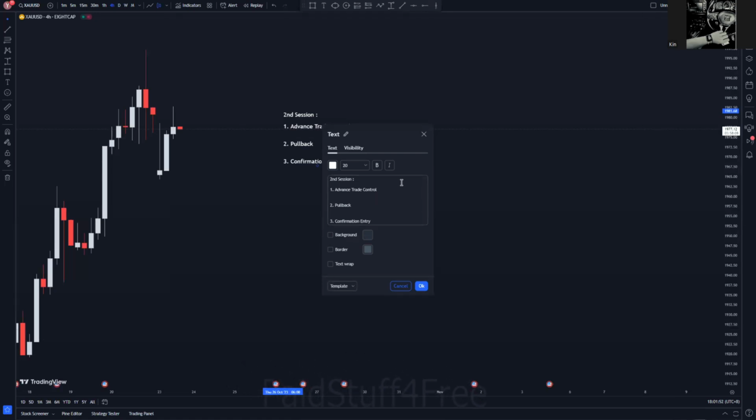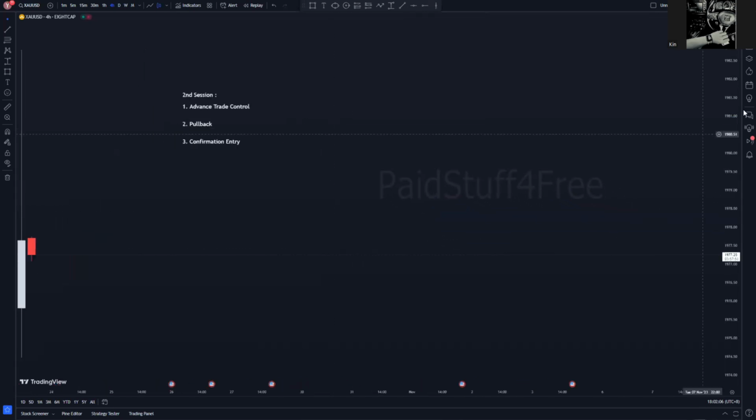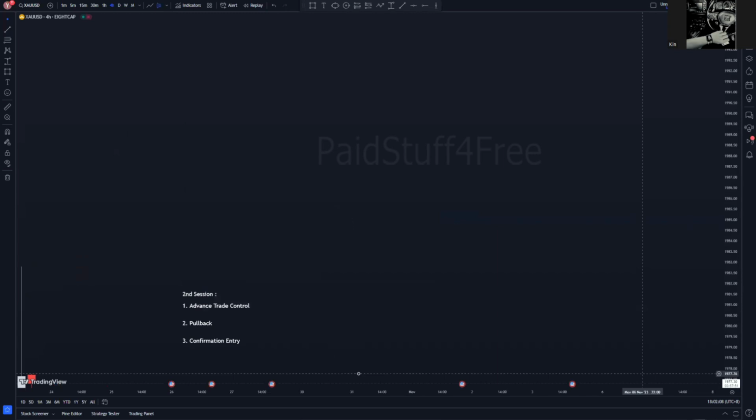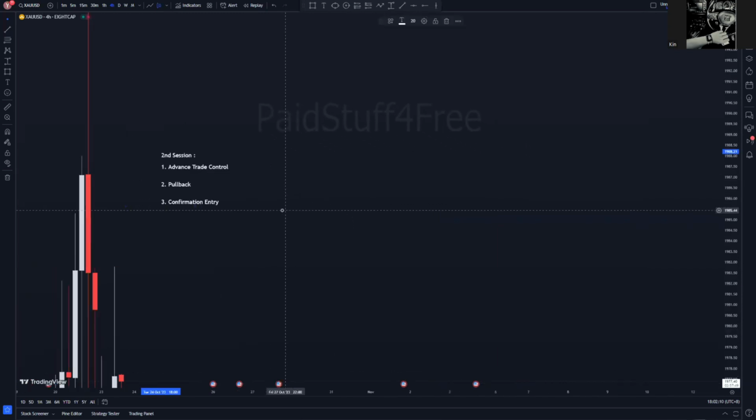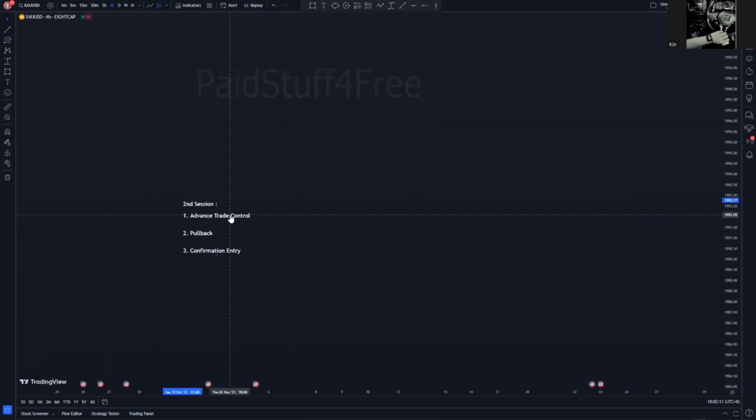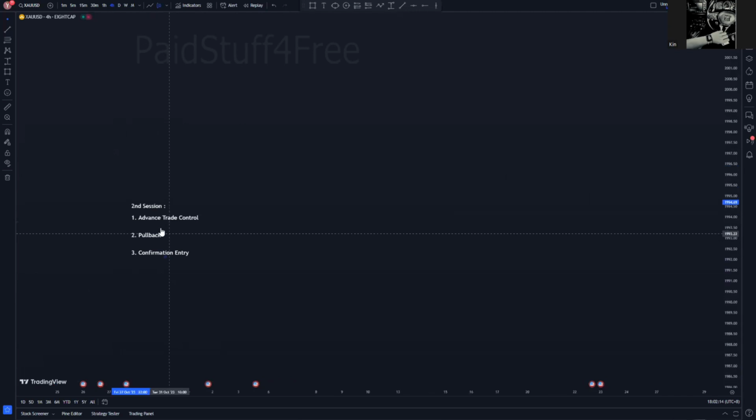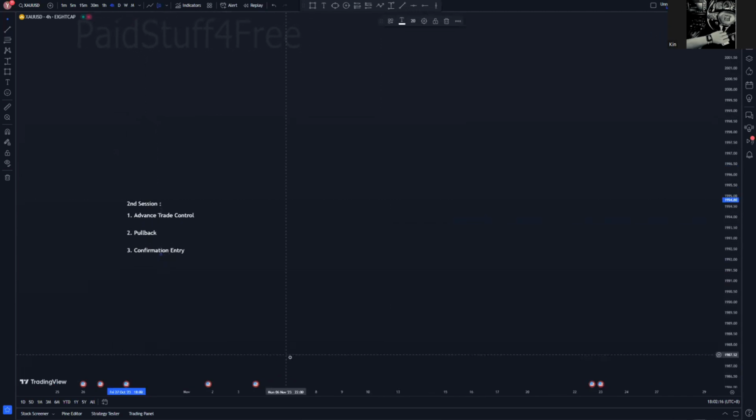Right. So in the second session, the first topic is the advanced rate control. The second is the pullback. The third is the confirmation entry. So number one, number two, and number three. In this session, we're just going to discuss these three things.